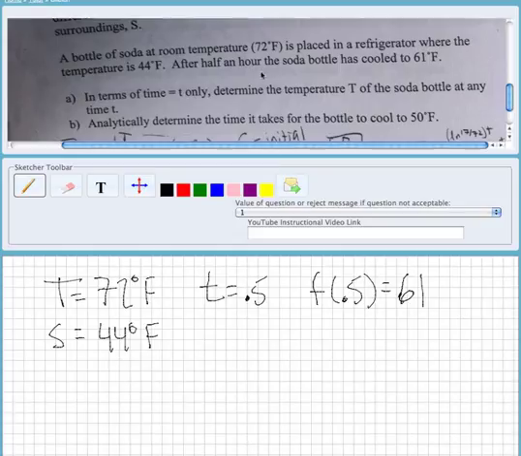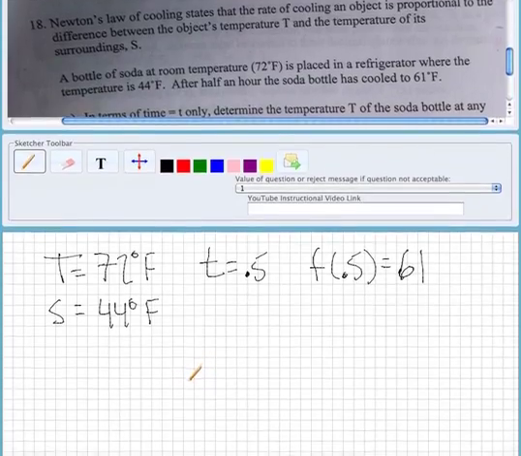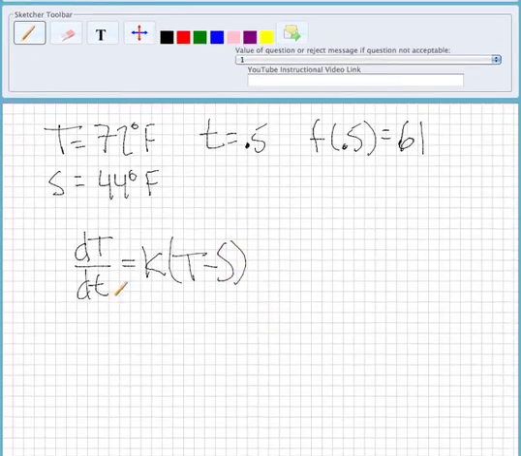So we have this situation where we have a soda cooling in the refrigerator, and it says that the rate of change, so the derivative of temperature in terms of time, is proportional. So we're going to say K is the constant to the difference of the original temperature minus the surrounding temperature. So that's what we have here, and we have to use a differential equation to figure out what the equation will be in terms of time.